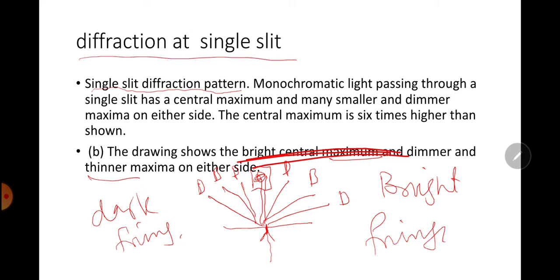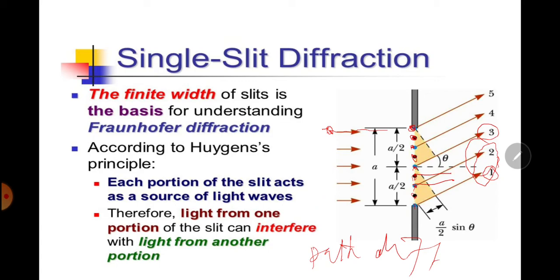Diffraction at a single slit. Single slit diffraction pattern: monochromatic light passed through a single slit has a central maxima and many smaller and dimmer maxima on either side. The central maxima is 6 times higher than the others at the other ends. The finite width of the slit is the basis of understanding diffraction phenomena. According to Huygens principle, each portion of the slit acts as a source of light waves. Therefore, light from one portion of the slit can interfere with light from another portion.